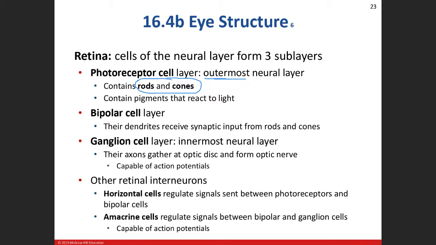Anyways, the cones only have the 3 primary colors. And rods are going to be the photoreceptors that operate in dim light. They're going to be more useful for movement in dim light.